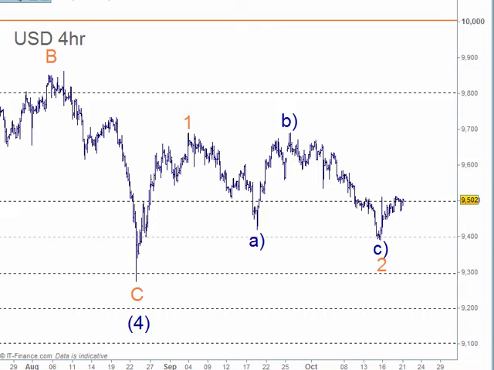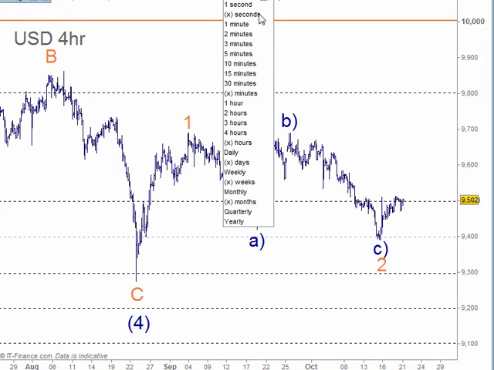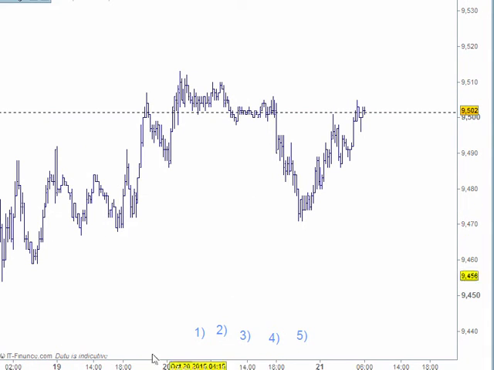The main point here is we are looking for a nice tested support on 9,500, or 95 on other platforms. We can see that this little move up here can be counted in different ways, so I'm not particularly interested in that just yet. But what I am interested in is this market finding support on that 95. That's really the key to everything at this stage.